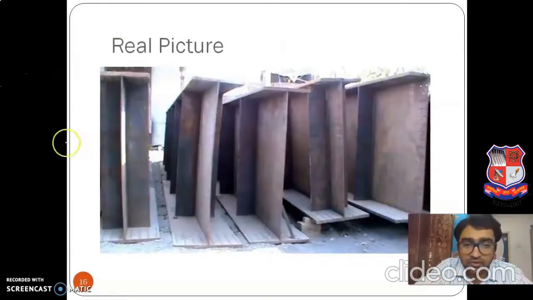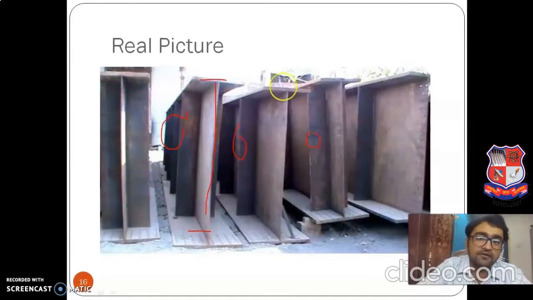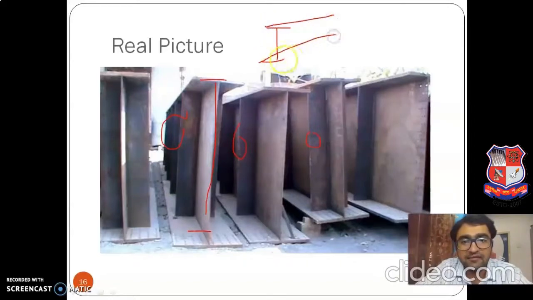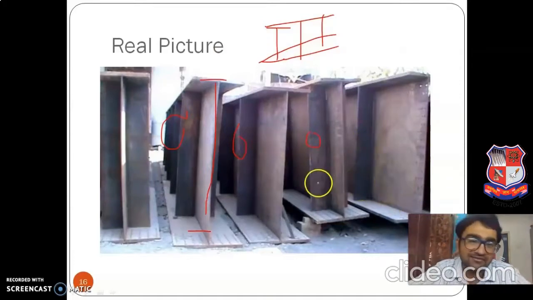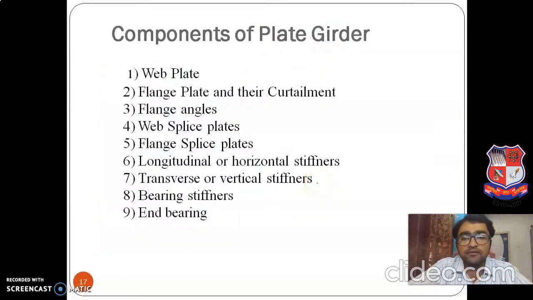So now this is a real picture of it. What we will see is the I section like this. And you can see these are intermediate, these are the stiffeners. So if I draw the 3D figure, this is the I section, which is lying like this, and the intermediate stiffeners are over here. This is the 3D view I'm drawing. So these are the intermediate stiffeners. And what are the stiffeners? What the components are, you will understand in the subsequent slides.